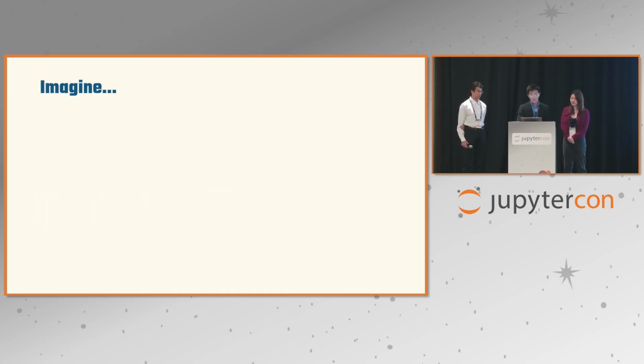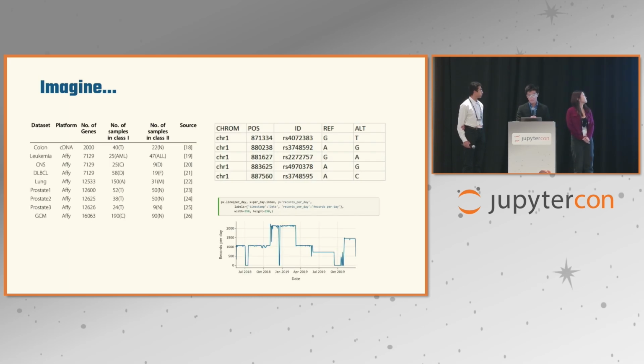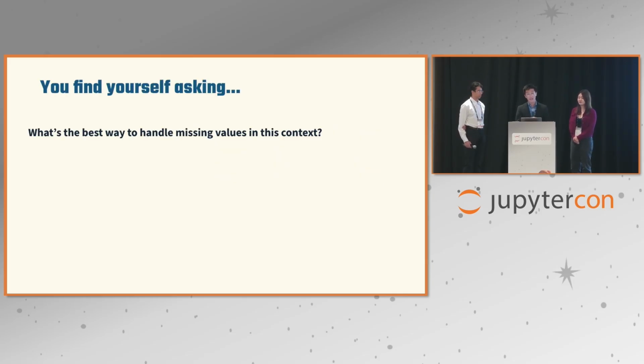So imagine you got a summer internship at a research lab. You just got settled down and they hand you some data sets. But you're not a biology minor. You find yourself asking, what is the best way to handle missing values in this context? How do I visualize this data? How do I interpret the patterns I am seeing?